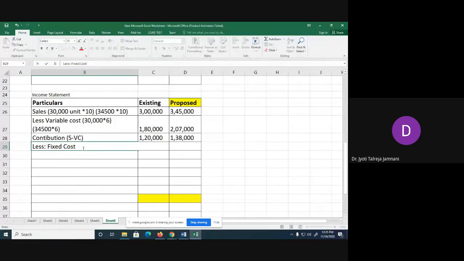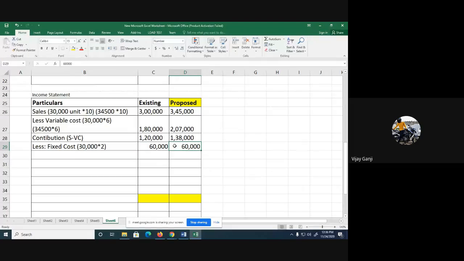So we will write here less fixed cost, 30,000 units into 2 rupees. So 30,000 into 2, how much is it? 60,000. Now can anybody tell me what should be the fixed cost for the proposed plan? I've taken the same 60,000. Can anyone tell me why I've taken it the same?